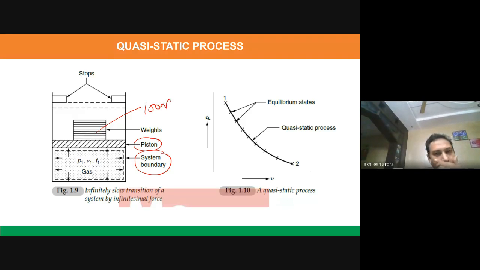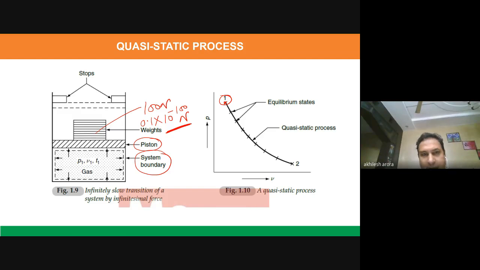Now also it is 100 Newton. Now what I will do is remove very small weights from it. Suppose the first weight which I remove from over this piston is 0.01 into 10 raised to power minus 100 Newton. This is a very small weight. So what will happen? This is the initial condition. Because I have removed a very small weight, the state will be very near to state point number 1, so the piston will reach here.